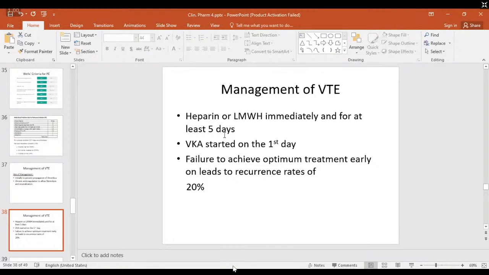If we decide to treat the patient with an oral anticoagulant, it can be a vitamin K antagonist, which in this case should be started as early as possible, because as you know, there needs to be an overlap for at least 2 to 3 days before the vitamin K antagonists start acting, in combination with heparin or low molecular weight heparin.